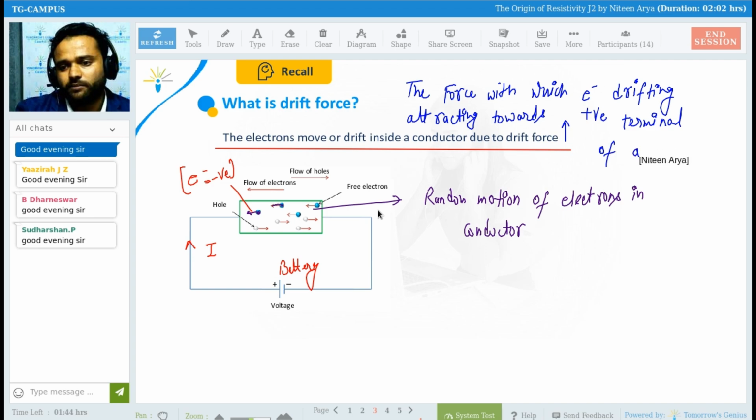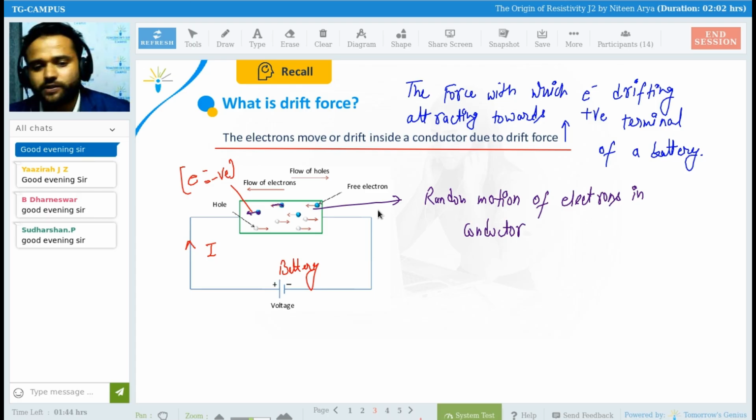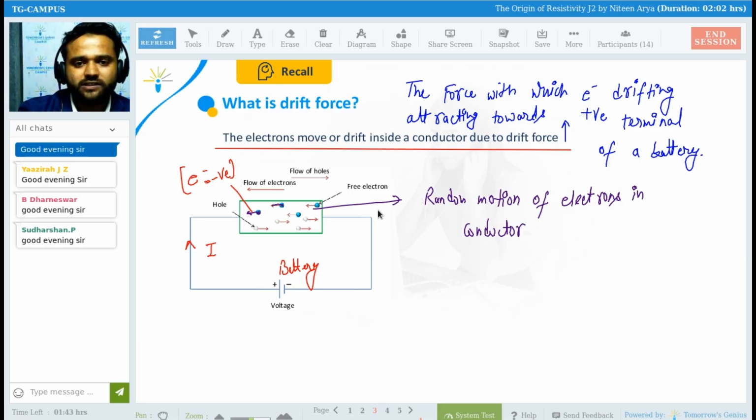The positive terminal of a battery or a cell, in general, attracts the electrons. Is this clear, everyone? So what is the drift force? The force with which the electrons move towards the positive terminal of a battery. This is the positive terminal of a battery, so we can see that. And random motion of electrons, what is it in general?